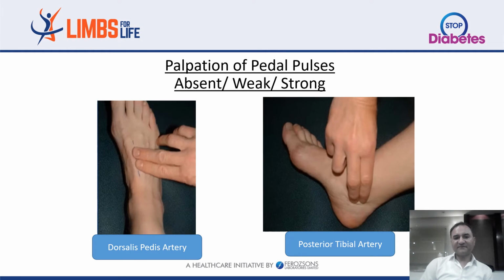So the palpation of pedal pulses, there are two main pedal pulses in the foot. One is the posterior tibial artery and the other one is dorsalis pedis artery. So the clinicians should know how to palpate these two arteries and should make it mandatory in their clinical examination if the patient is coming with diabetes and even if he has or doesn't have any foot problems, the pedal pulses should be checked.